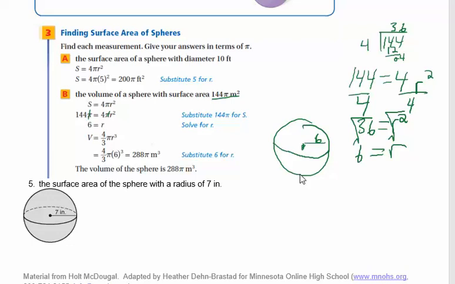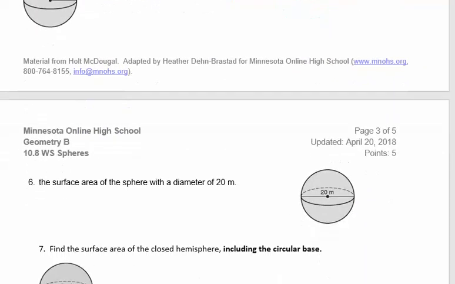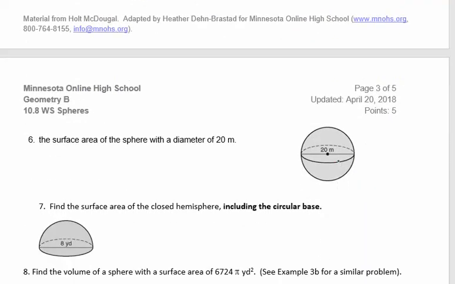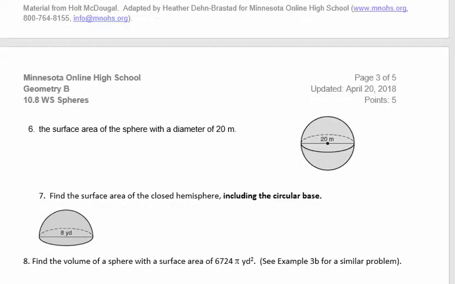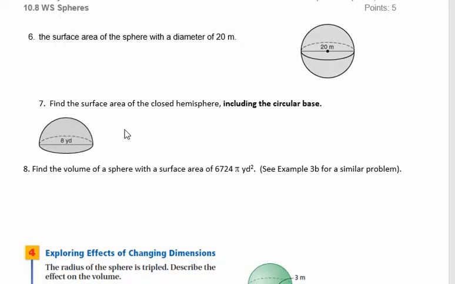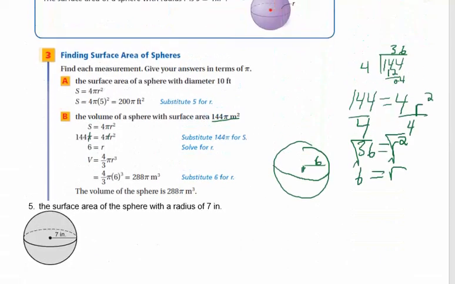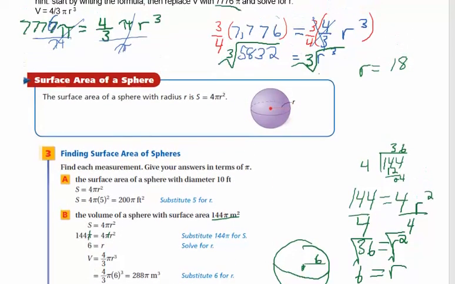Okay, number 5 is just straightforward. Use your formula. Number 6, you have a diameter, so you need to take half of that first, then use the formula. Number 7, we only have a half, so to find the surface area of a hemisphere, you'll take half of the formula for the surface area of a sphere, so half of 4 pi r squared.